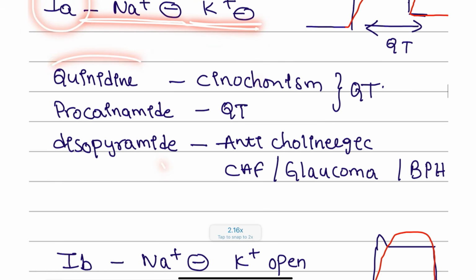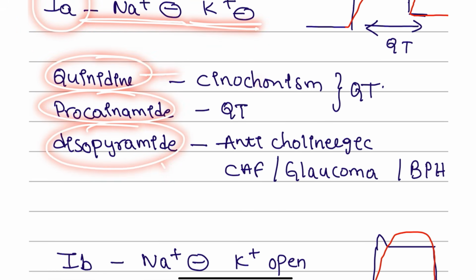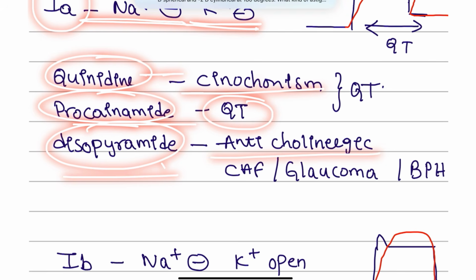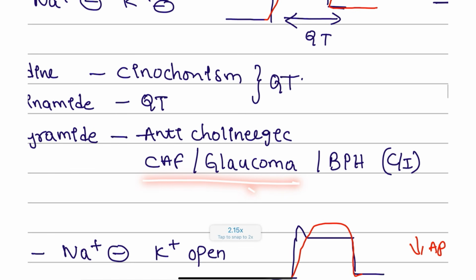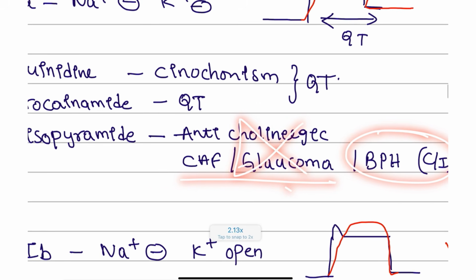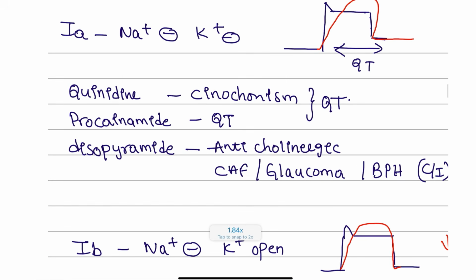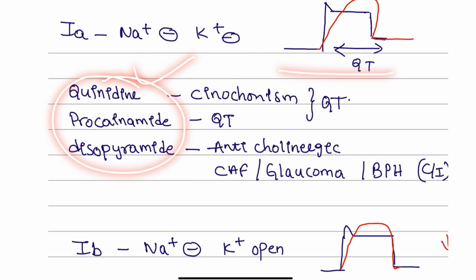What are the examples? Quinidine, procainamide, and disopyramide. So quinidine is going to cause cinchonism, and procainamide also causes the QT prolongation. Disopyramide is going to cause anticholinergic effects, so avoid it in congestive heart failure, glaucoma, or benign prostatic hyperplasia. So we are not going to give it to those who are suffering from these conditions. So these are the important side effects that you have to remember. All are going to have the QT prolongation with the 1A classification.